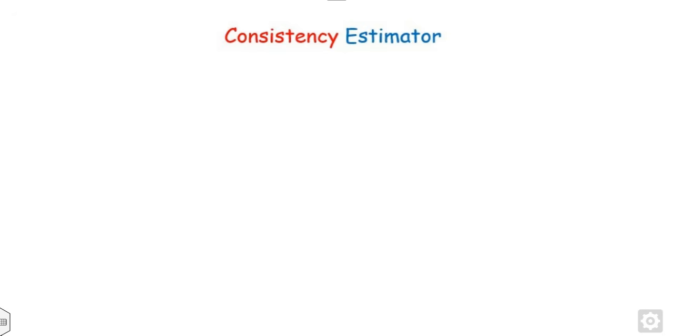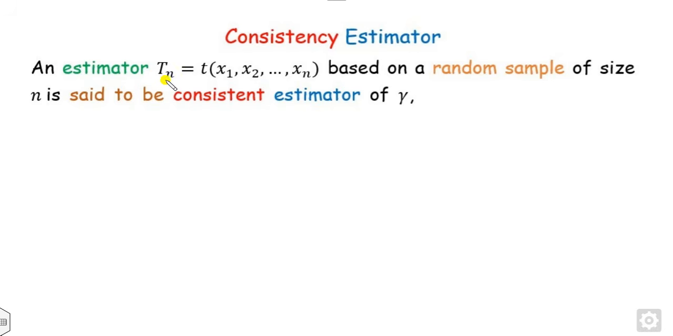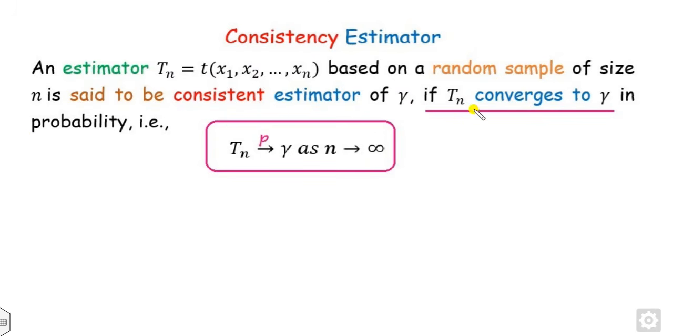So what is the definition of the consistent estimator? Any estimator Tn, based on the sample size n, is said to be a consistent estimator of the parameter gamma if Tn converges to gamma in probability. So you have to prove its convergence in probability. We already discussed that. What is the definition of convergence in probability?